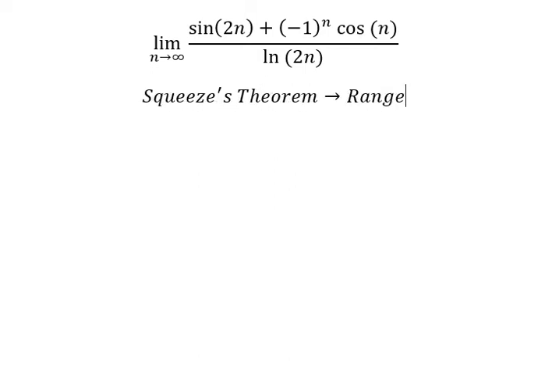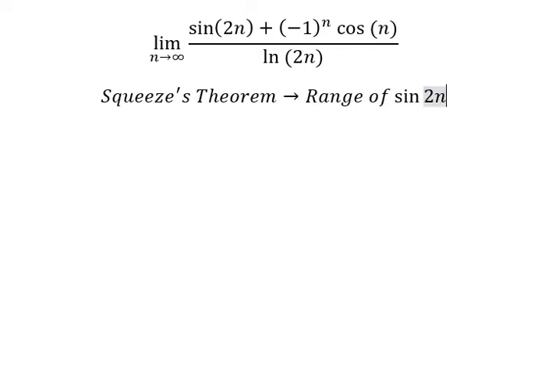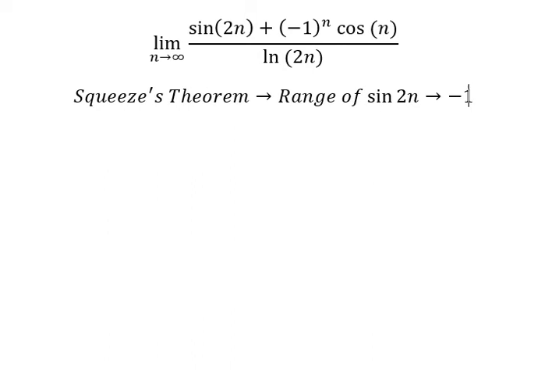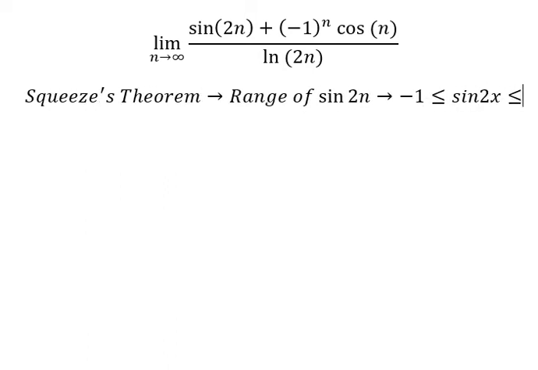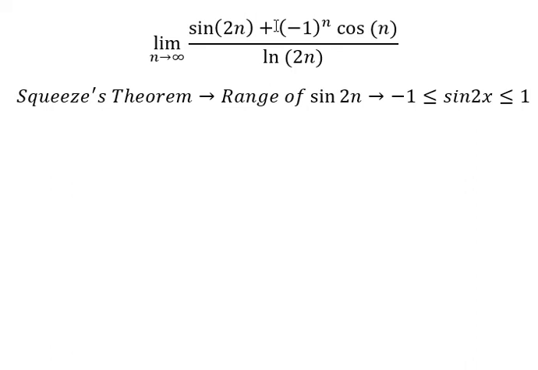So the range of sine n should be from negative 1 to positive 1. Similar for this one in here. So we have cosine n. That should be from negative 1 to positive 1. Now if we put negative 1 and n for both sides, we have it like this.